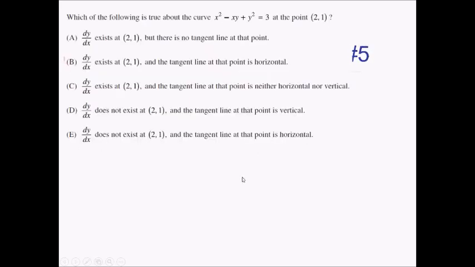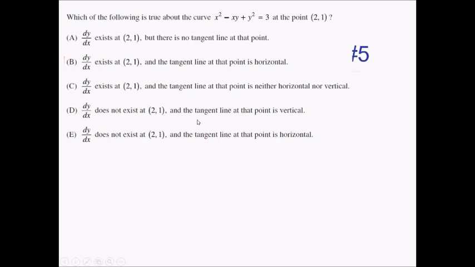For this problem, they want to know which of the following is true about this curve at the point (2, 1). So for all of these, they're talking about the tangent line and the derivative of this curve at (2, 1), which means we're talking about the derivative of this thing. So we essentially need to take the derivative of this. We're going to have to use implicit differentiation to do it because we can't isolate y. And we're going to have to plug in (2, 1) and see what happens.